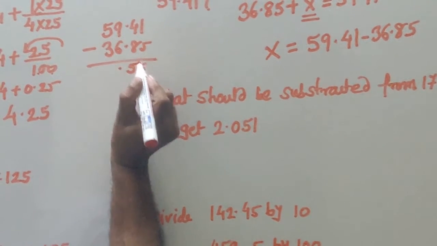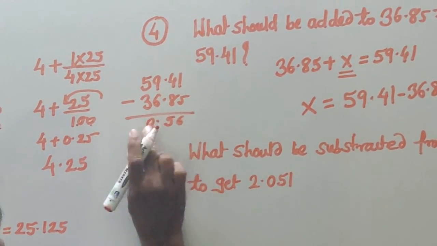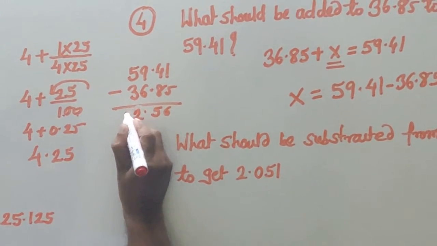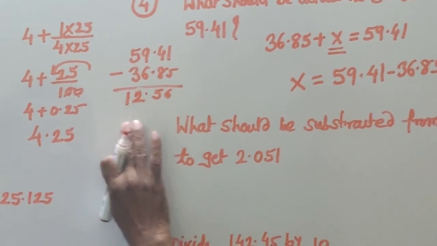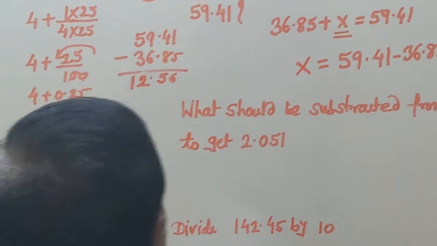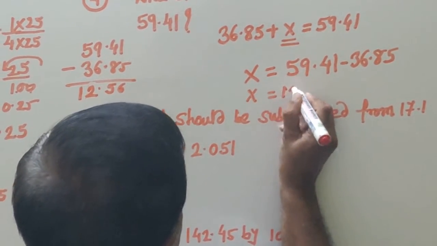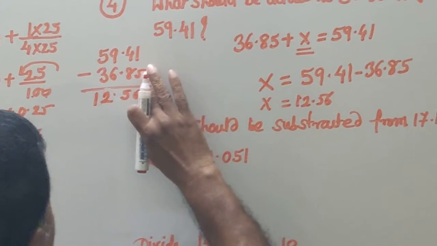Okay. Now 11 minus 6 is 3. 9 means 8. 8 will come here. Means 2 will come here. This is 4 minus 3 is 1. Okay. Now this is your required answer. Means you have to add x is equal to 12.56.